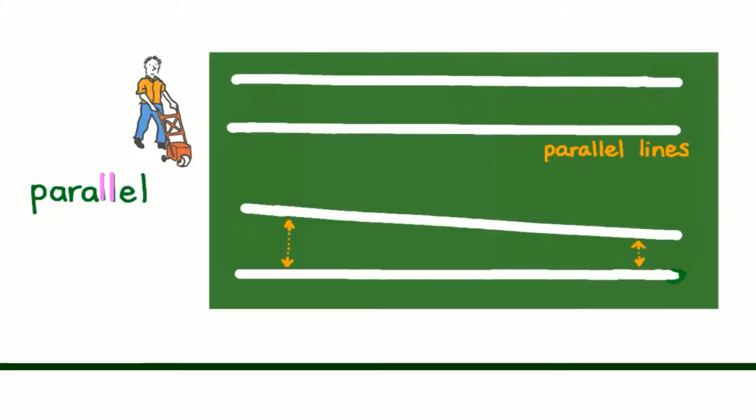Now there's a way that we can show that our lines are parallel, and that's to draw two little arrowheads, one on each line. Whenever we see lines labelled like this, we know that they're parallel.